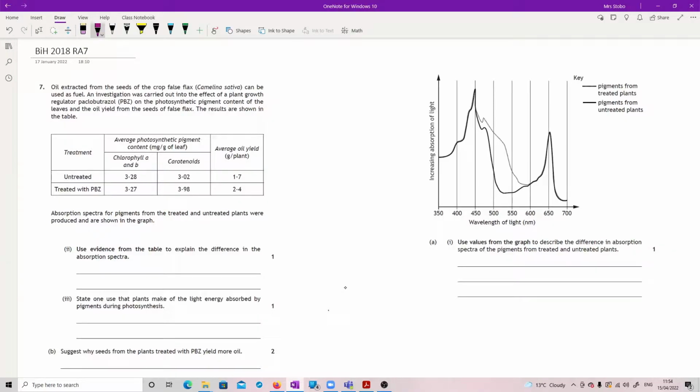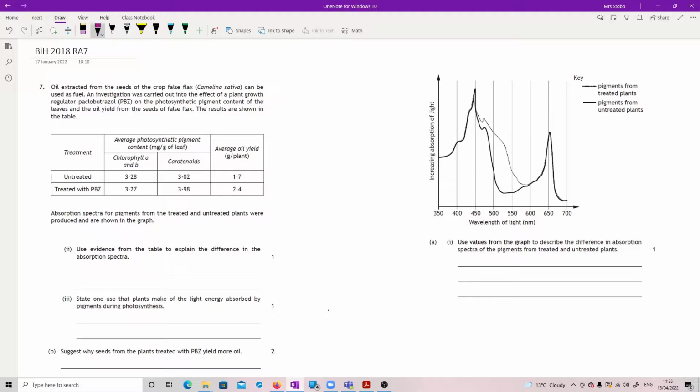Question 7. Can I just say this question, when you first look at it, looks pretty hideous, but actually it's not as bad as it looks. Okay, oil extracted from the seeds of the crop false flax can be used as fuel. An investigation was carried out into the effect of a plant growth regulator, PBZ, on the photosynthetic pigment content of the leaves and the oil yield from the seeds of false flax. Results are shown in the table.